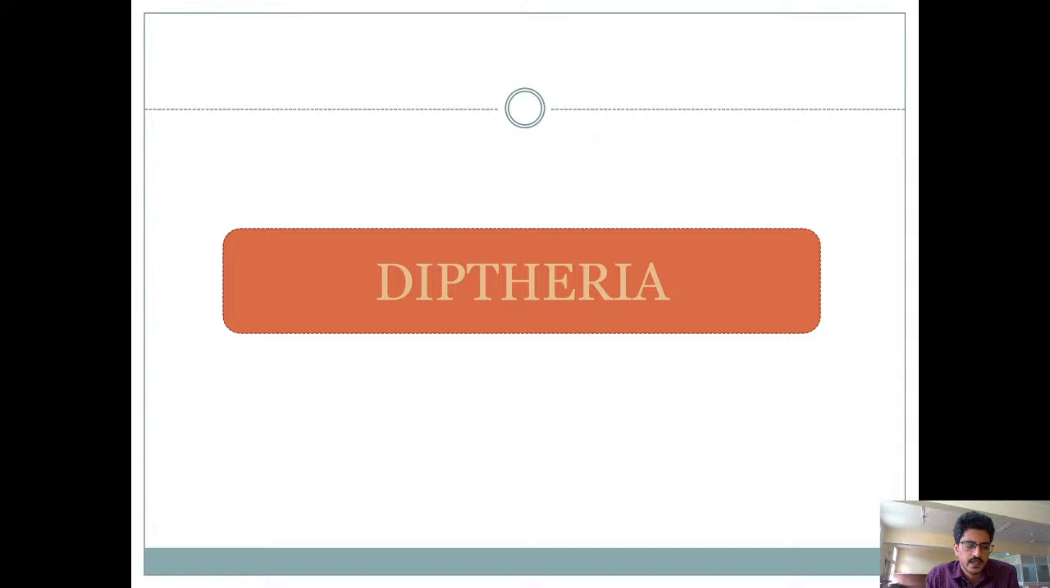Because of the vaccine and the immunization, the incidence of the disease has come down, but still there are cases of diphtheria, and still there are outbreaks going on in some parts of the world. So actually in 1613, the disease first occurred in Spain, and it caused a lot of deaths in children actually.